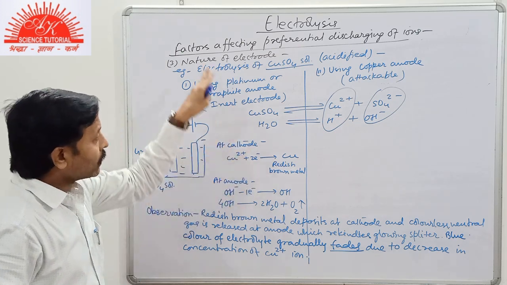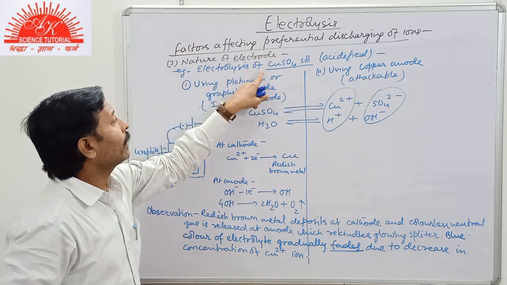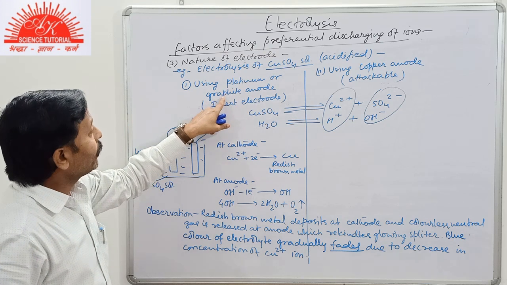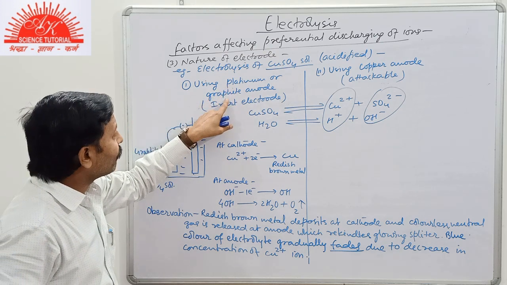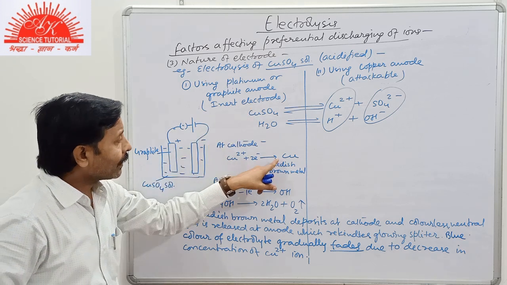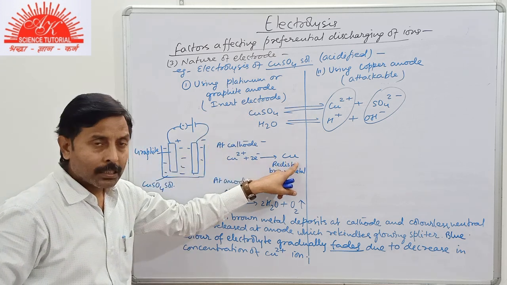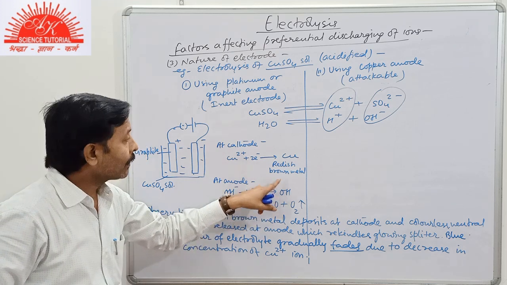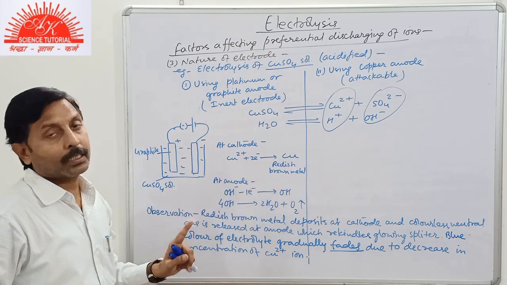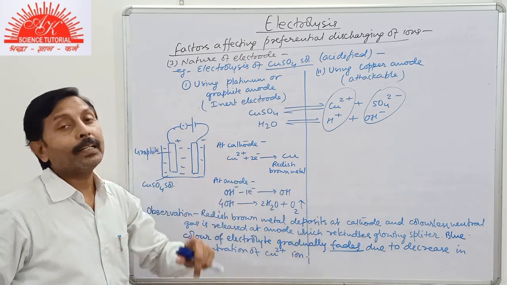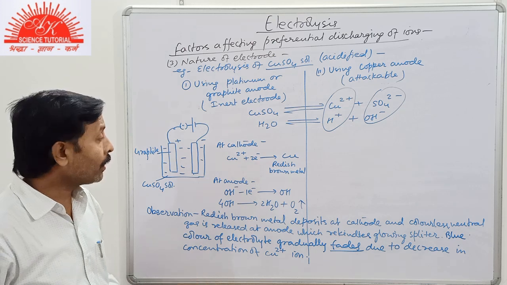So just you see, student, that we are taking electrolysis of copper sulfate solution. When we have used platinum or graphite as anode, means inert electrode, then at cathode cupric ion is discharged, at anode hydroxide ion is discharged, and the products are copper and oxygen, as well as the blue color of the electrolyte will gradually fade. Clear, student?